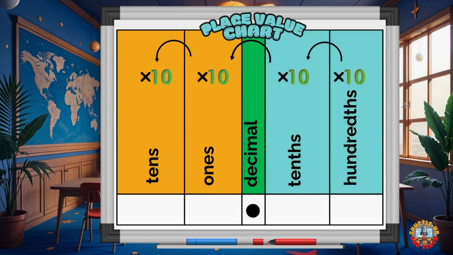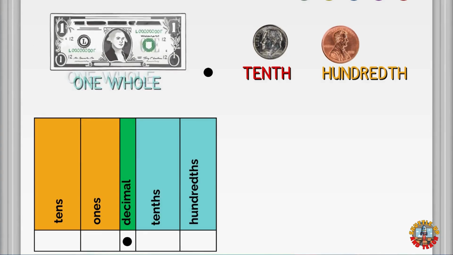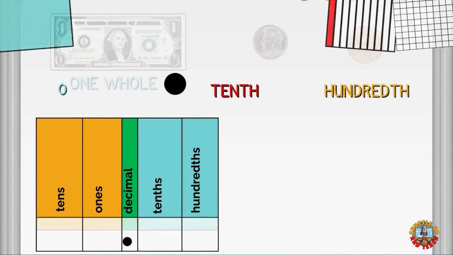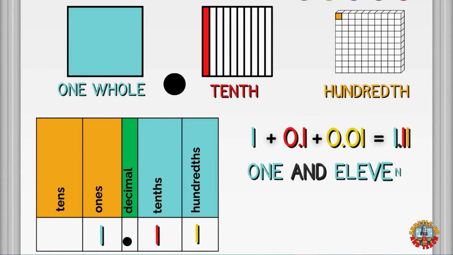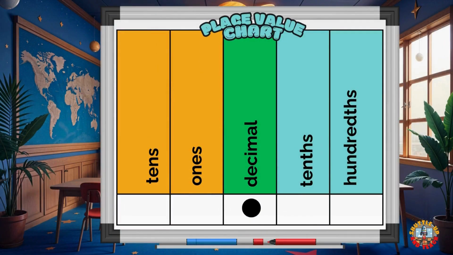One way to understand decimals and their place value is to think of money. $1 is a whole number. A dime is 1/10 of a dollar, and a penny is 1/10 of a dime, or 1/100 of a dollar. You can also use models to show ones, tenths, and hundredths. To write the number, you will write 1.11 and you will say 1 and 11 hundredths. Wow! Use a place value chart to help you understand the value of each digit in a number.